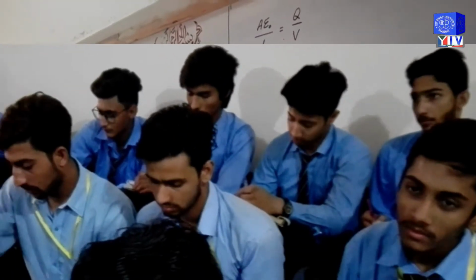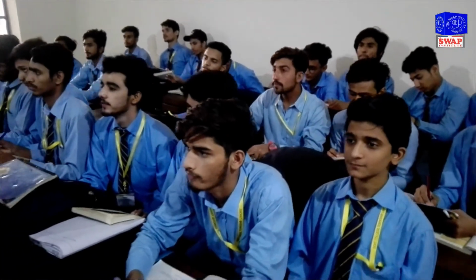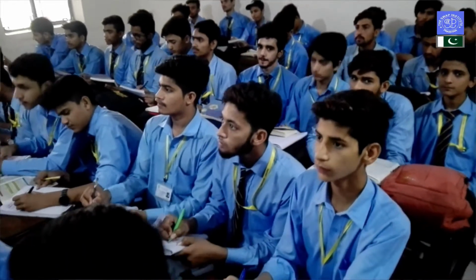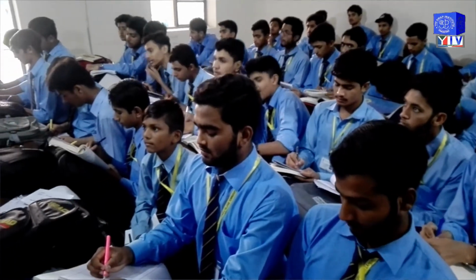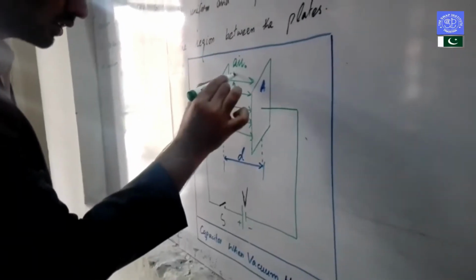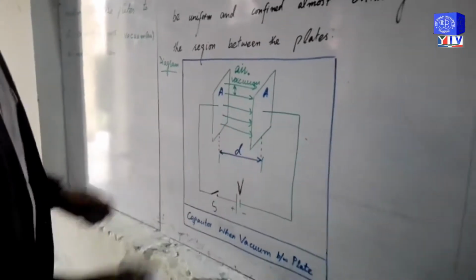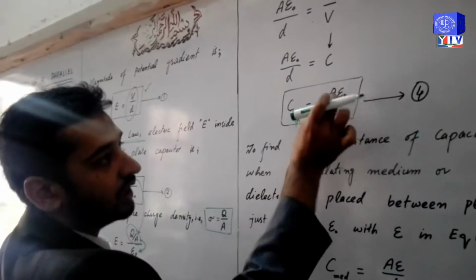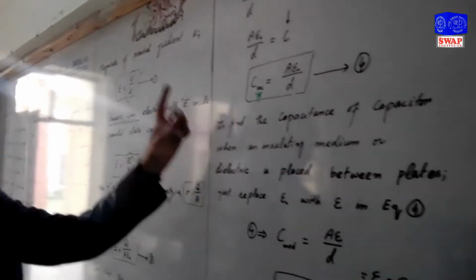So we can write C vacuum, C VAC means vacuum capacitance. When vacuum is placed between two plates like this one, here air or vacuum is placed between the plates as a medium, and C vacuum is equal to A epsilon naught over D, which is named as the fourth equation of this article.